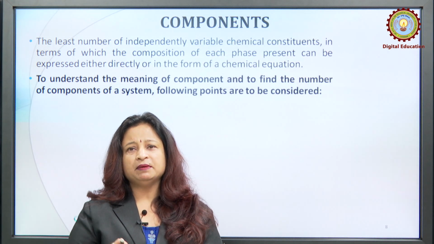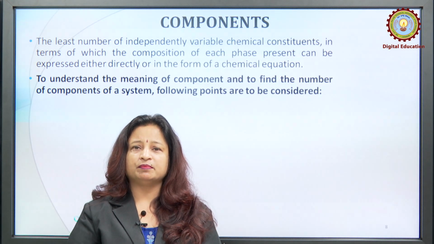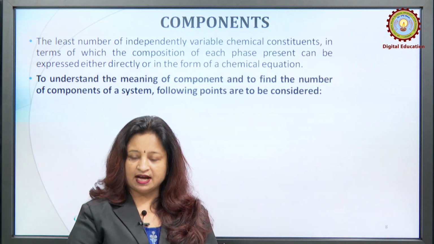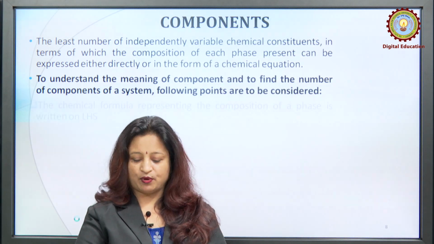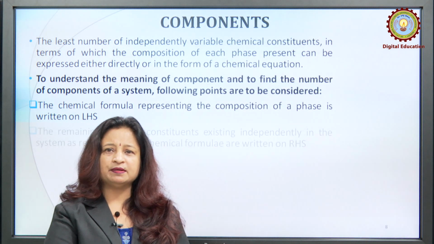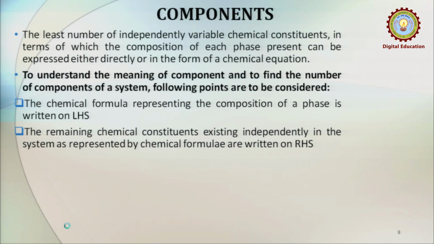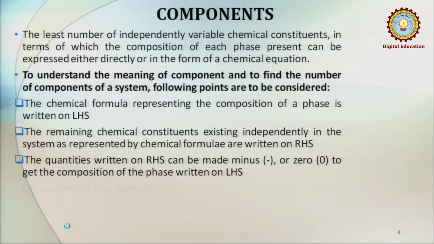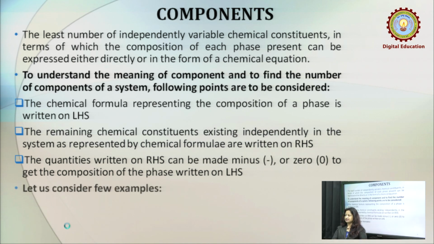So, to understand the meaning of component and to find the number of components in a system, some points are to be considered. Let us see what those points are. The chemical formula representing the composition of a phase is written on the left hand side. The remaining chemical constituents existing independently in the system are represented by chemical formulae written on the right hand side. The quantities written on the right hand side can be made minus, 0 to get the composition of the phase written on the left hand side.